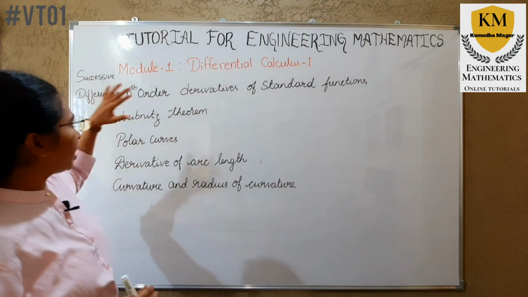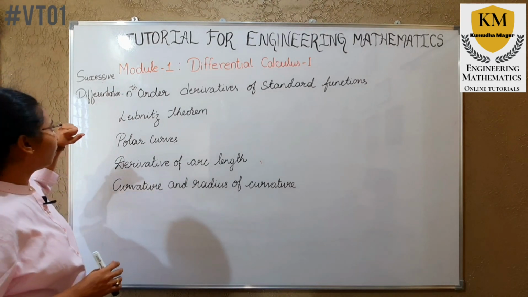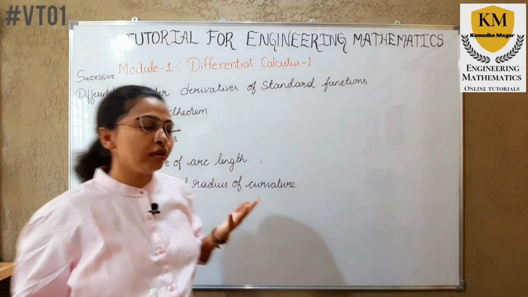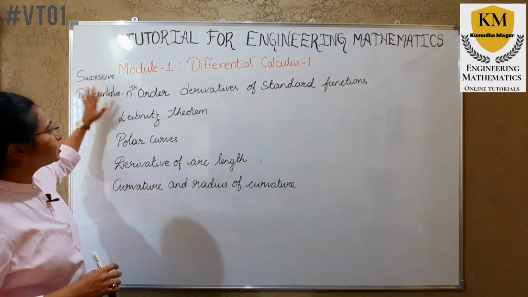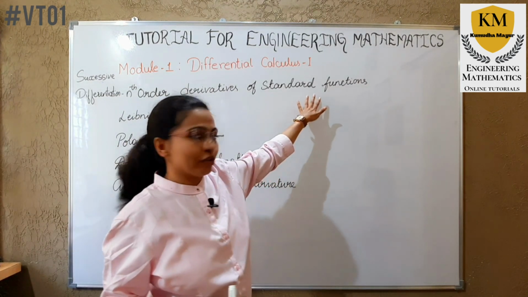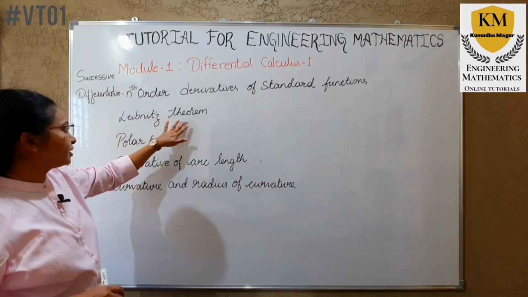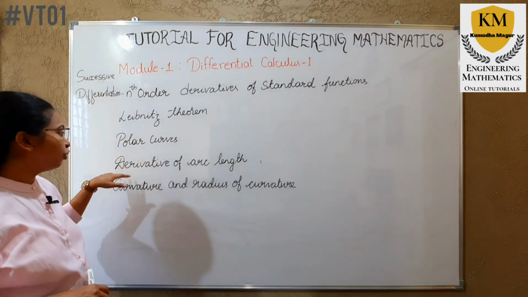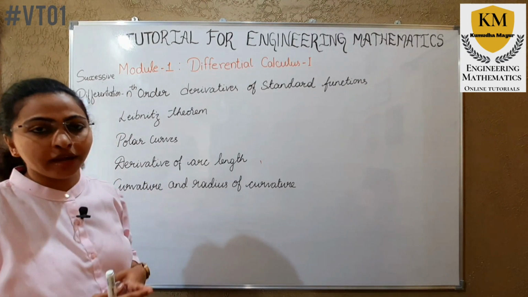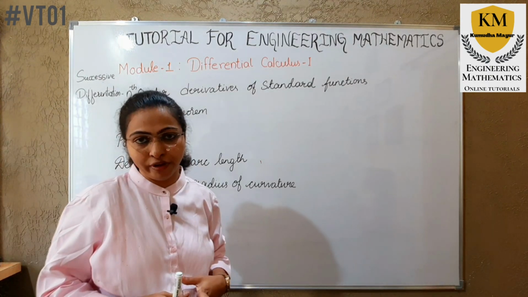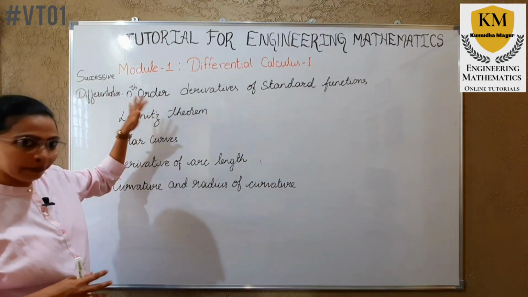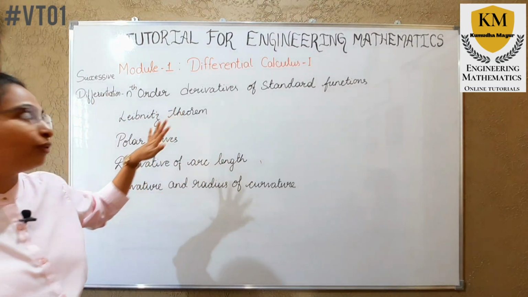In this chapter, let me explain what the learning outcomes are, or what the topics are that you are going to learn. The first topic is successive differentiation of nth order derivatives of standard functions. Second topic, Leibniz theorem. Third, polar curves. Fourth topic, derivative of arc length. And last concept, curvature and radius of curvature. The subtopics I will explain as I start the main topics. At that time you can follow the subtopics.